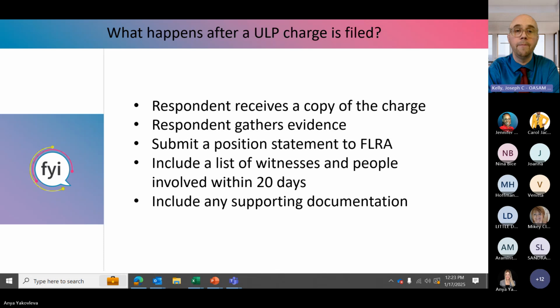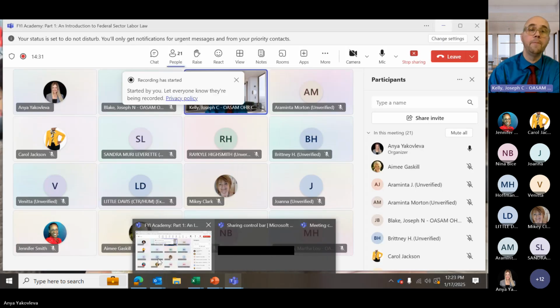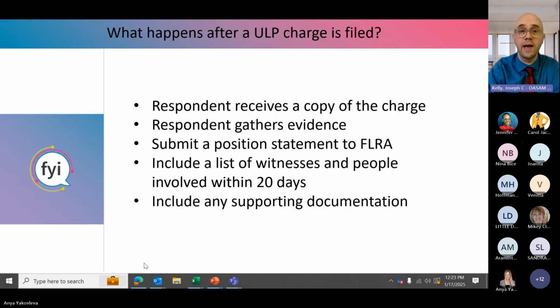And the respondent, and again, in this case, the agency, has 20 days from the time they receive the charge to submit their statement of position to the FLRA. And they should also obviously include any supporting documentation that would indicate that a ULP did not occur.